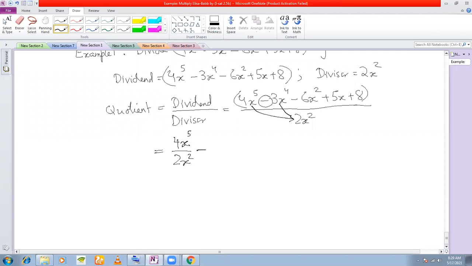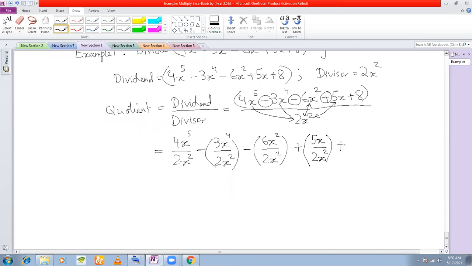Now you're also dividing these two. So you have 3x to the power of 4 divided by 2x square. Okay, now there's a minus sign here, so you give a minus sign here. You're dividing now these two. 6x square by 2x square. Okay, I have a plus sign here, so you give a plus sign. And you divide these two. 5x by 2x square. And you give a plus sign because of this plus sign. And you divide 8 by 2x square. That is, you're dividing these two now.